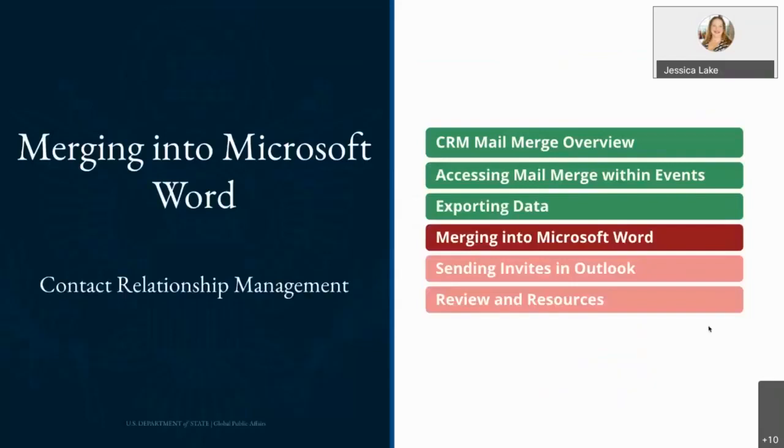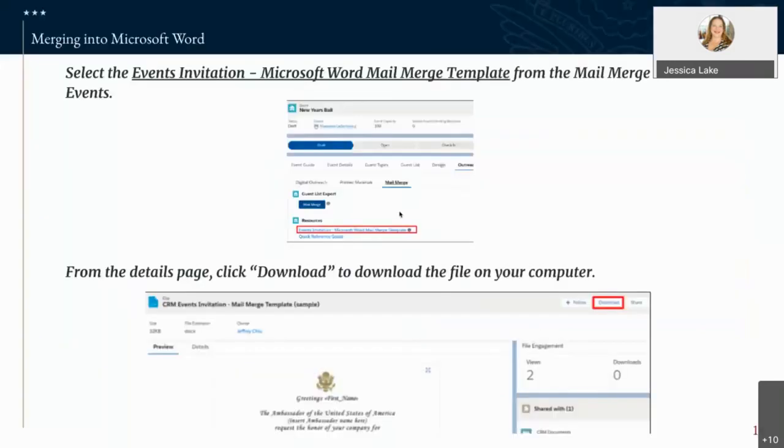Okay, so there's those two ways to do it, right? The easy way was to just download the CSV file from the mail merge button in your event, or run that report if you wanted extra columns or extra fields to merge on. Now we're going to get into the actual process of using Microsoft Word, designing your invitations, and using the mail merge functionality. All right, so there's a couple different ways.